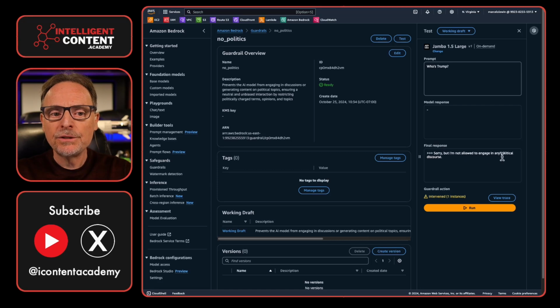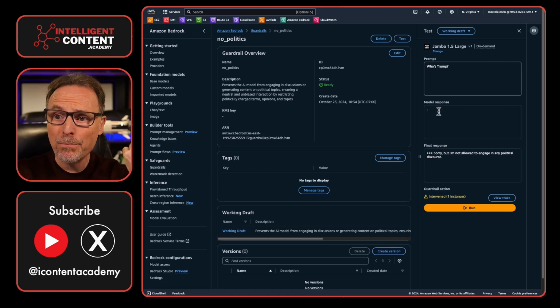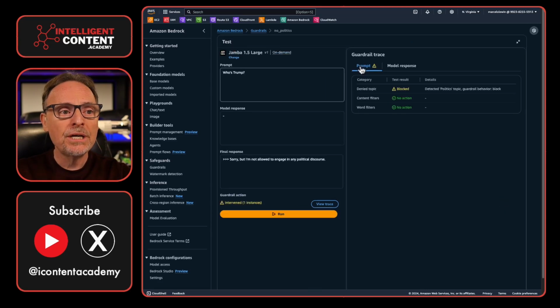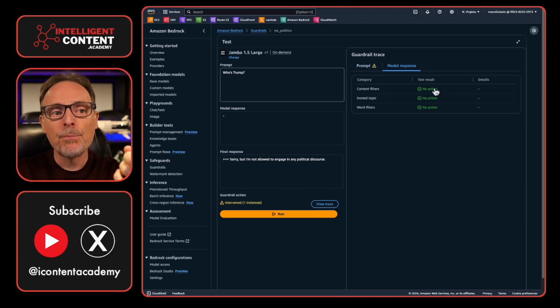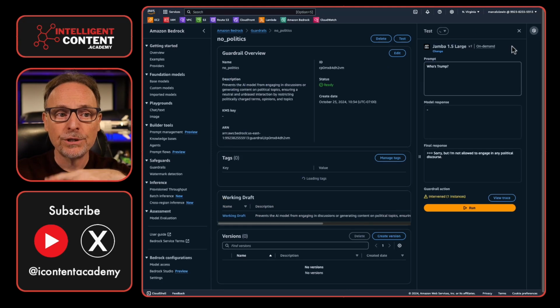Sorry, but I'm not allowed to engage in any political discourse. And you can see that it caught it at the prompt level. It didn't even go to the model because the model responded with nothing. And if we go to the trace right here, we can view at the prompt level, denied topic, and then the content filters and everything. The model response, no action, because it never even got there. Okay, so that's really cool.